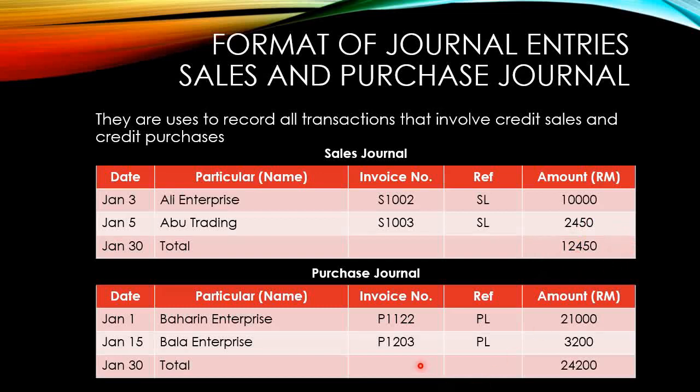So the same goes for the purchase journal. The invoice numbers are the ones that the supplier issued to you. You go back to your purchase invoice and see what the invoice number is on the top of the invoice document. And the reference here will be the purchase ledger, because later we will transfer to the purchase ledger. And then you have a total of credit purchases of 24,200.